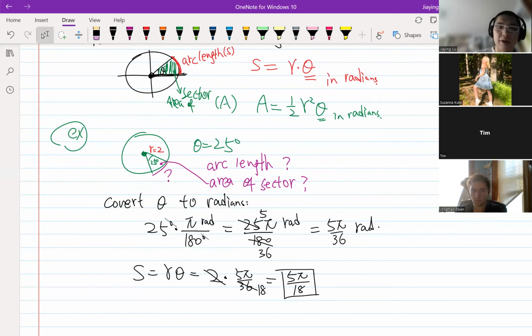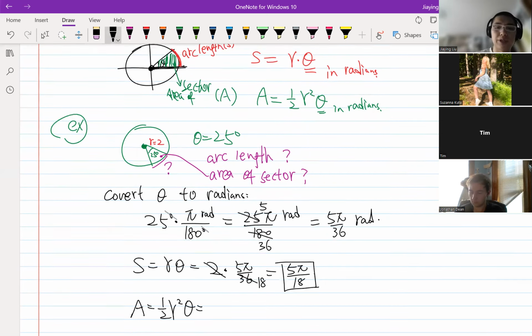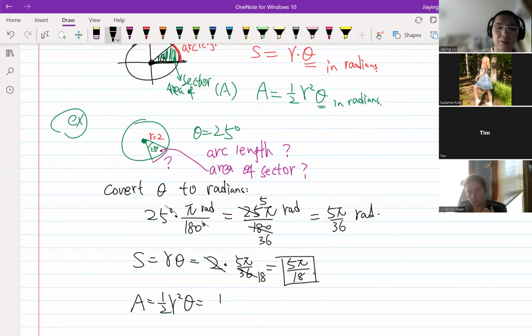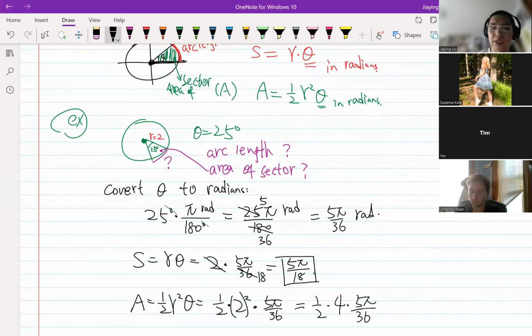And if I want to know the area of sector, that's going to be 1/2 R squared theta. Again, we're just going to use the theta in radians directly. So that's 1/2 times 2 squared times theta, 5 pi over 36 radians. So that's going to be 1/2 times 4 times 5 pi over 36. Now, with the example I took, it happened to be 5 pi over 18 again. I hope that doesn't cause any confusion. It just somehow, with the example I have, radius equals 2, and then we end up with this number. They don't show up for any other particular reasons.